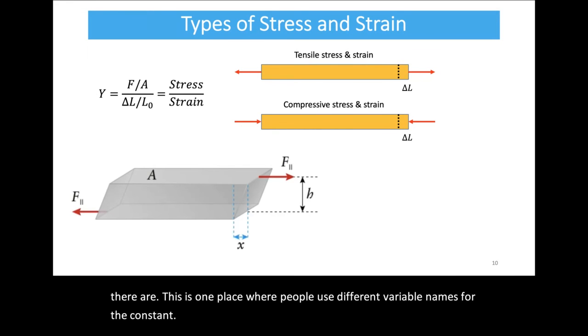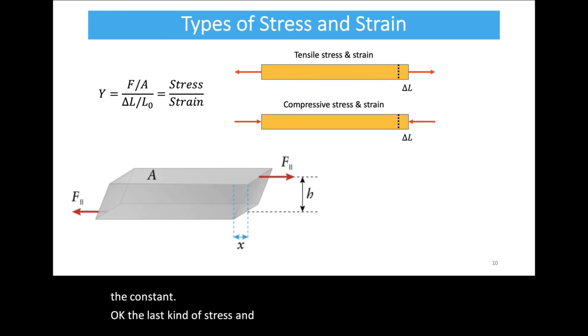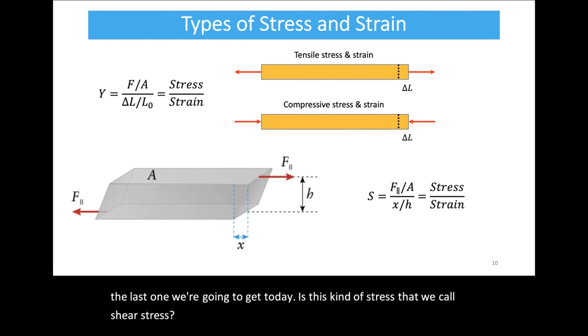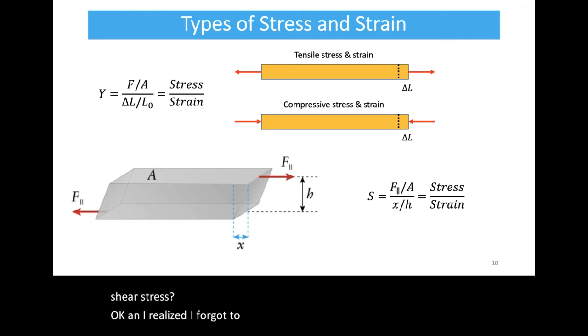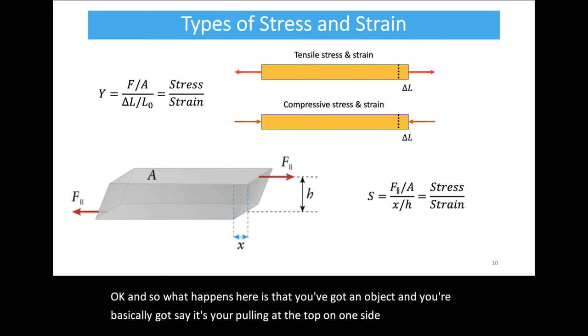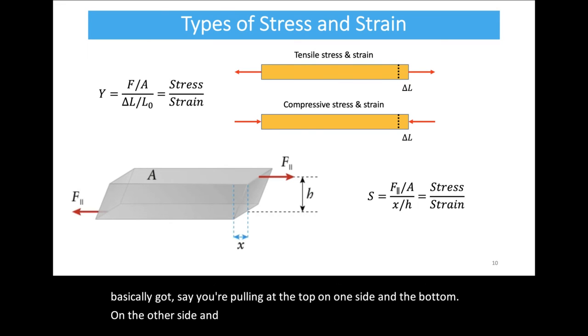Okay, the last kind of stress and strain, or this is not the last one, but this is the last one we're going to look at today, is this kind of stress that we call shear stress. Okay. And I realized I forgot to label it for you, that this is shear stress. So what happens here is that you've got an object and you're pulling at the top on one side and the bottom on the other side. And so it basically deforms in a way.